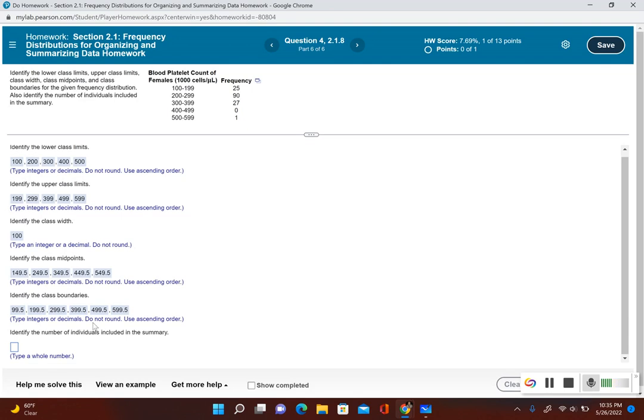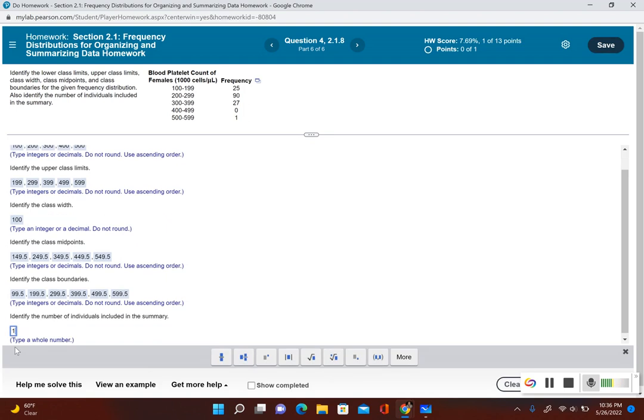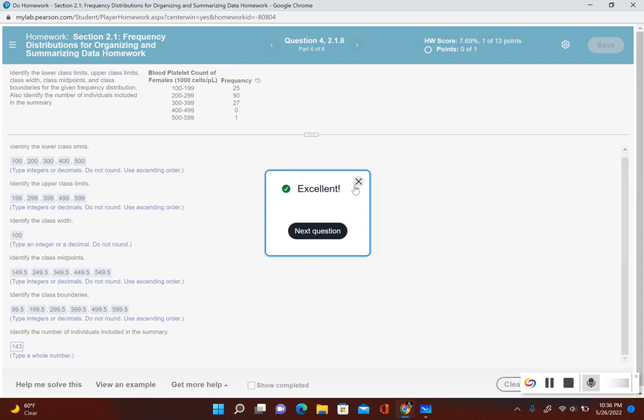Now the last part of this problem, identify the number of individuals included in the summary. So to find out the total number of individuals in the summary, I'm going to add the frequencies together. So I'm going to add up all the frequency counts. So I have 25 plus 90, that gives me 115. 115 plus 27, that's going to give me 142. And then plus 1 gives me 143. Hopefully I added that correctly. Let's see. Okay, perfect.